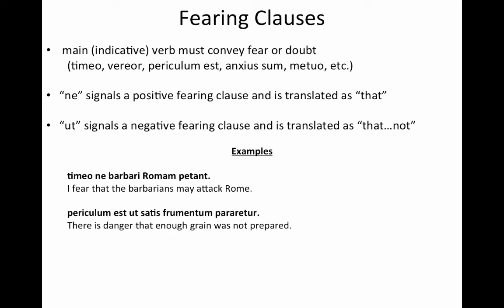Second one is a negative fearing clause. Periculum est ut satis frumentum pararetur. Here again we have that main verb of fearing, our indicative verb, periculum est, there is danger. Our fearing clause goes from our ut to our subjunctive verb, pararetur. Here we have an imperfect subjunctive. Note, ut starts a negative fearing clause, so there is danger that enough grain was not prepared. That ut tells you that your subjunctive verb is going to be negative because it is a negative fearing clause.